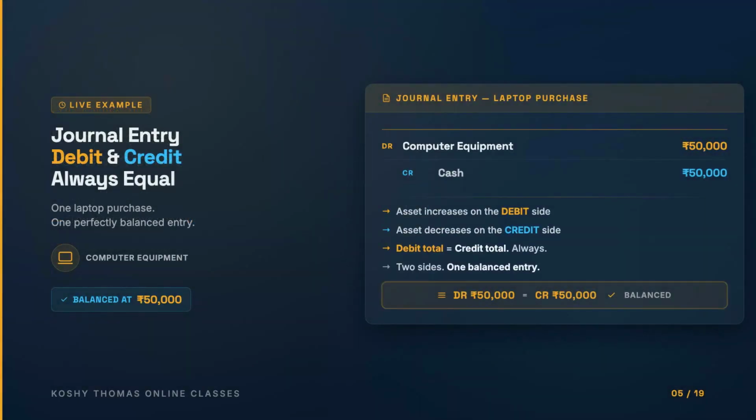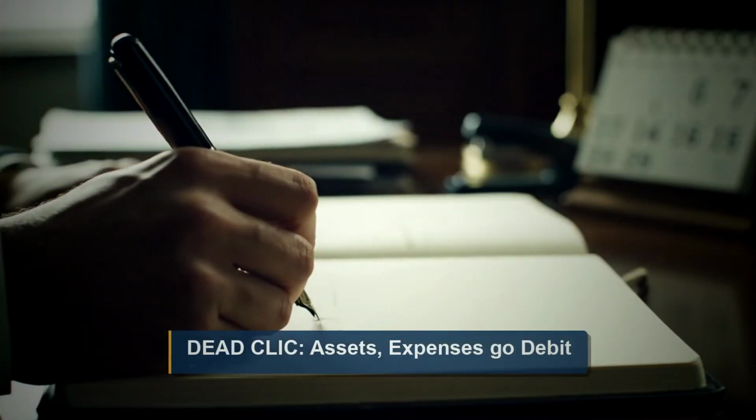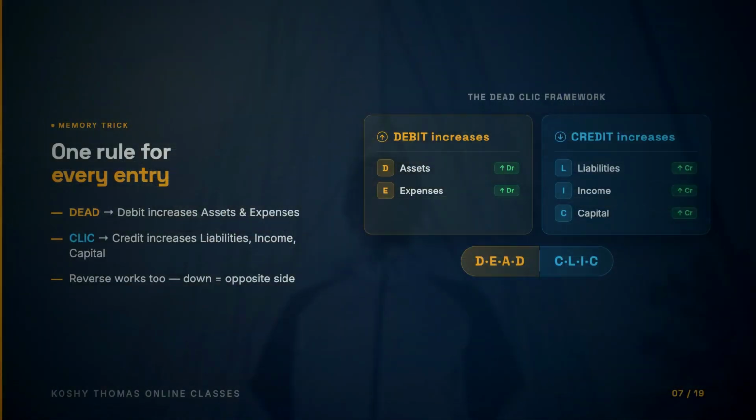So for the laptop purchase, the journal entry looks like this. Debit, computer equipment 50,000 Indian rupees. Credit, cash 50,000 Indian rupees. See it? Two sides. Equal amounts. One entry. This is double entry in its simplest form, and every journal entry you ever write follows this exact same logic. Now here's where most beginners freeze: which account gets the debit and which gets the credit?